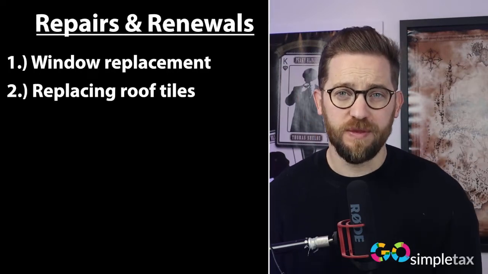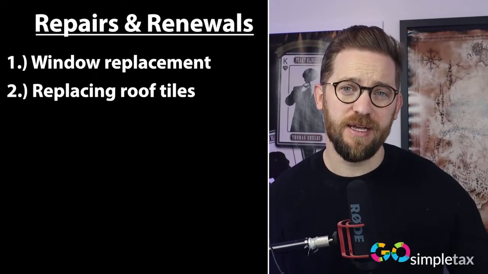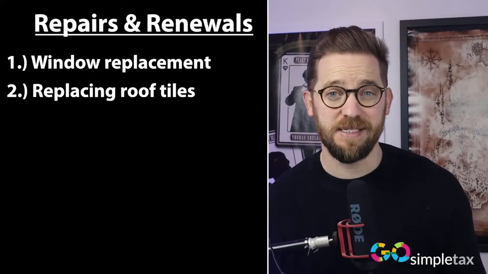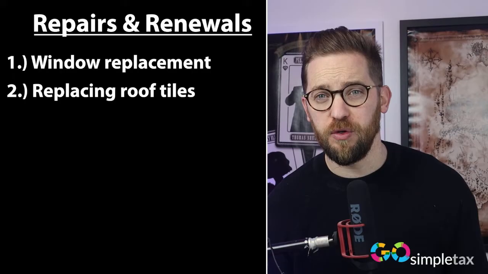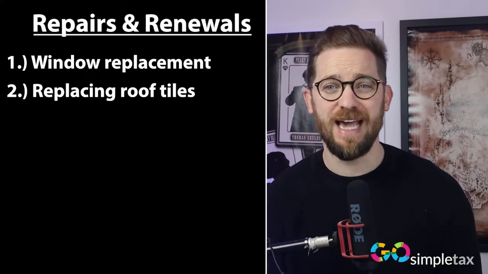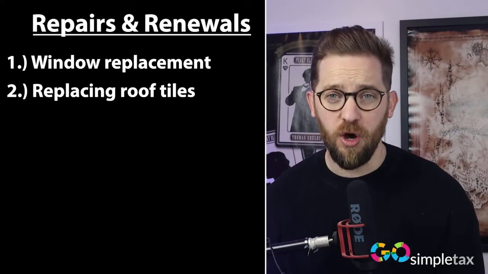Replacing broken or damaged roof tiles and guttering are another example of repairs and renewals that would be allowable. Adjusting the roof to include some skylights would usually be capital in nature and therefore not allowable.